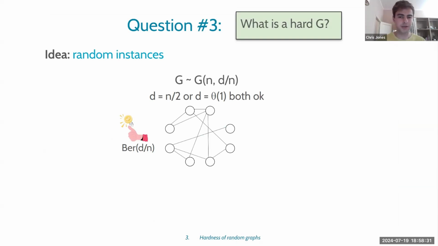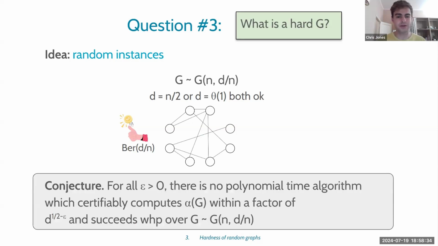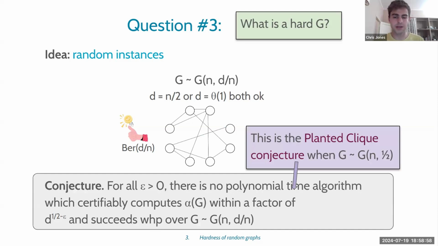It's actually conjectured that computing the independence number of this graph is hard. Here is the following conjecture. We conjecture that for all epsilon greater than 0, there is no polynomial time algorithm which computes alpha of G within a factor of about square root of d over the Erdos-Renyi model. This conjecture is not particularly well established at this point, but for d equals n, this is the same as the planted-clique conjecture, which is much more well studied. Okay, so this is a conjectural hard distribution for alpha of G.